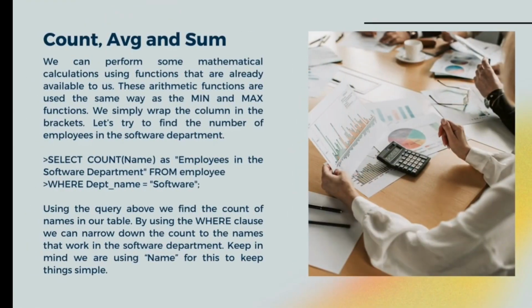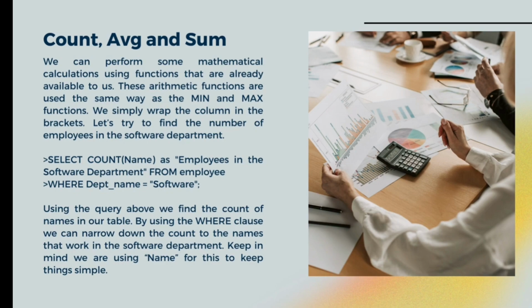COUNT, AVG and SUM. We can perform some mathematical calculations using functions that are already available to us. These arithmetic functions are used the same way as the MIN and MAX functions. We simply wrap the column in the brackets. Let's try to find the number of employees in the software department. Select COUNT(name) as "employees in the software department" from employee where department_name = 'software'. Using the query above we find the count of names in our table.